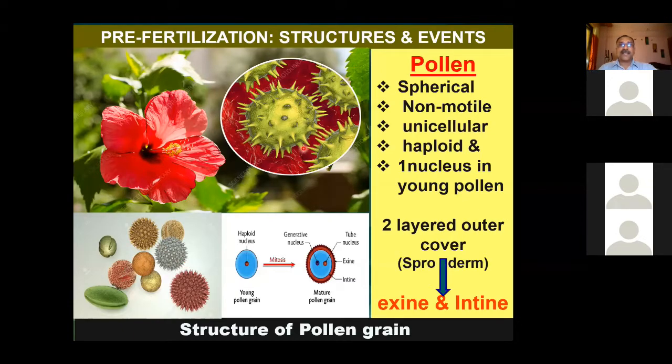Now this is the China rose pollen grain. Now you see this is different from this one. And this pollen grain is different from this one. So species to species, you can see that variations are there. But anyway, the pollen grains are spherical in nature and they are non-motile.